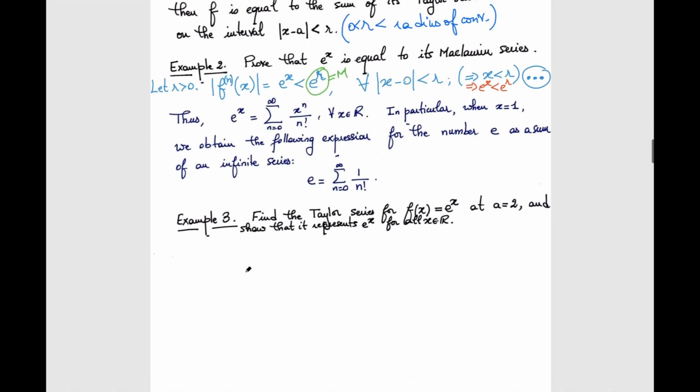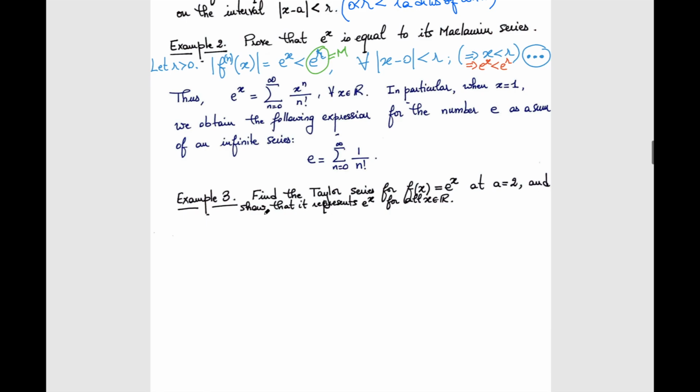Okay. All right, example 3. Find the Taylor series for the function f, which is e to the x, the same function we've been dealing with, but this time, not the Maclaurin series, which means the center is not 0. This time it is centered at 2, and show that it represents e to the x for all x in R. Okay. I'm going to leave it as an exercise, but I'm going to give you the key ingredients. So how do you start this thing?